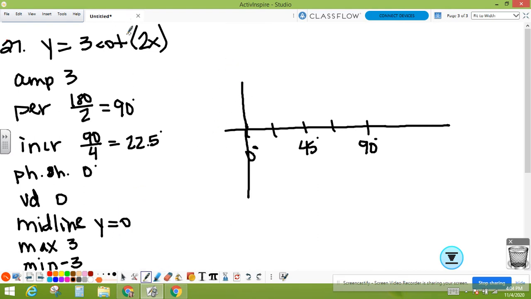All right, so cotangent. Cotangent has an asymptote at 0 and 180 normally, but we have shrunk it down to 90 degrees. So it's going to have asymptotes at 0 and 90. Cotangent always has asymptotes at the beginning and the end. All right, and then it's a decreasing function. It's always going to be 0 in the middle. So asymptotes on the ends is 0 in the middle.